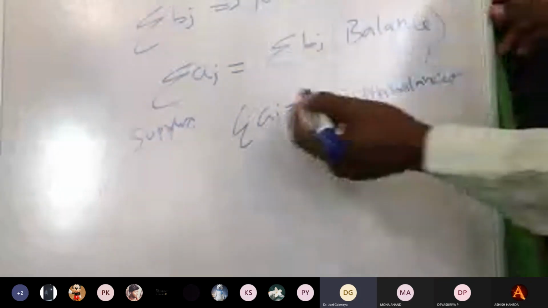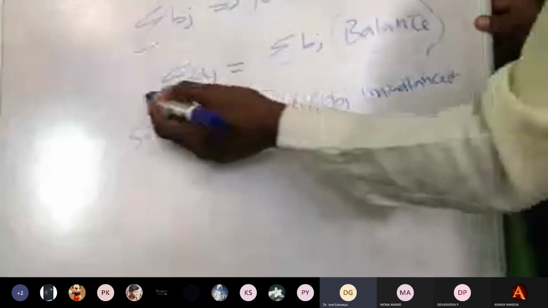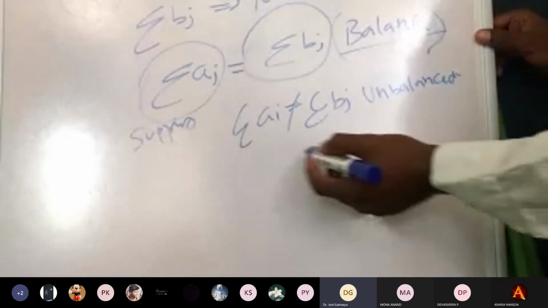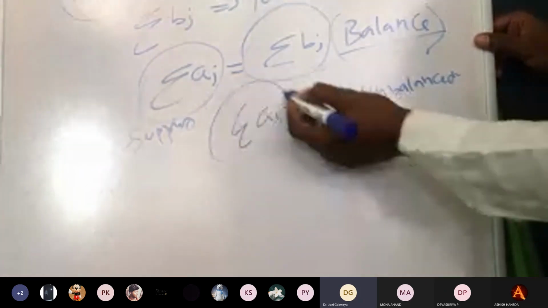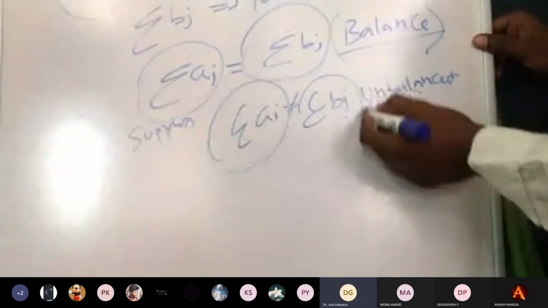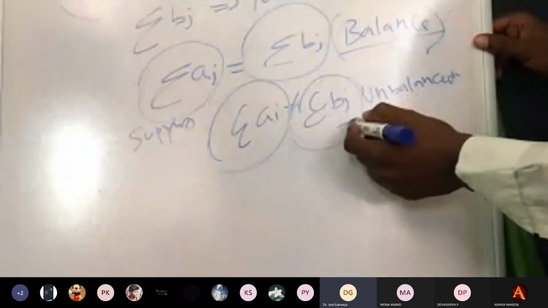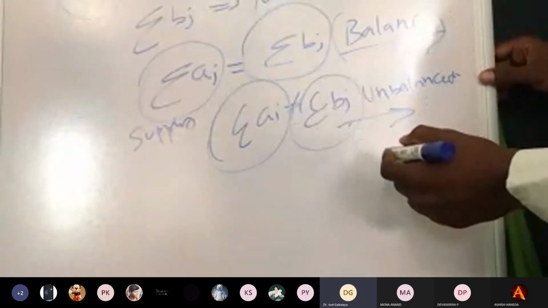All right, when the total amount of supply is equal to the amount of destination or demand, we say it is balanced. When the total amount of supply is different from the total amount of demand or destination, it is known as an unbalanced transportation problem.